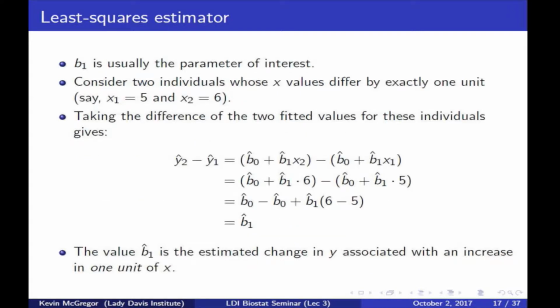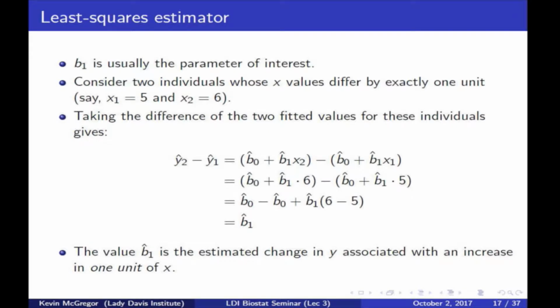All right, so as I mentioned, B0 is the intercept term, it's always there, but usually we're more interested in the slope parameter, B1. So how do we interpret B1? Let's say we had two individuals and their x values differed by exactly 1 unit. For example, the first individual has an x value, x1 equals 5, and the second individual has an x value, x2 equals 6.